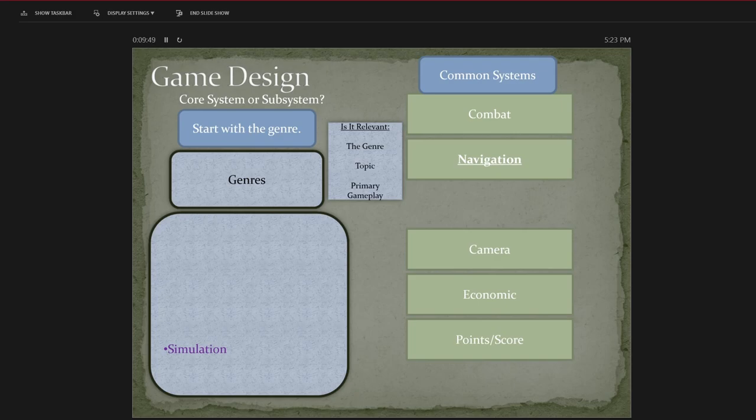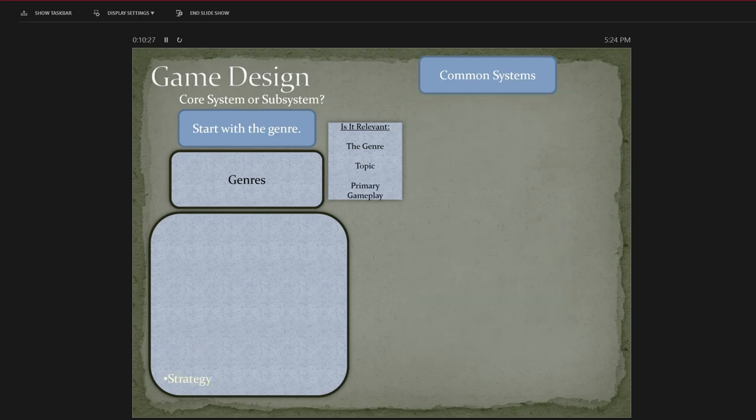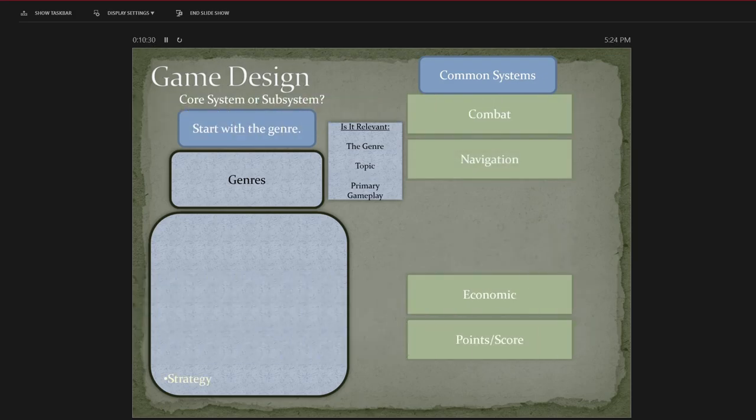And if you said navigation, then you might be a fan of, say, Microsoft Flight Sim or other flight sims, because you would be absolutely right. The navigation would probably be the core gameplay. Strategy games. We got combat, navigation, economics, point score. In some strategy games, navigation is not important. But I think you can imagine what the answer is here.